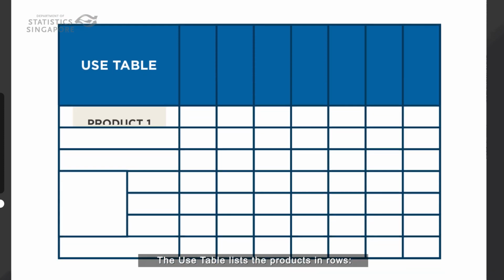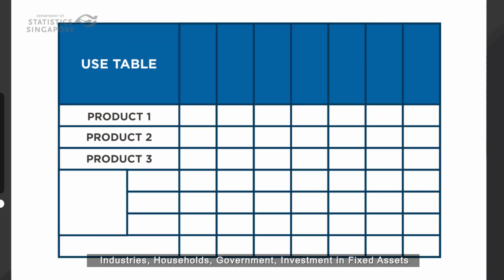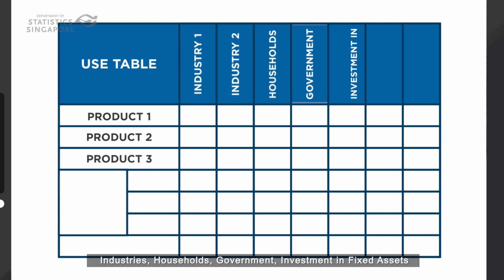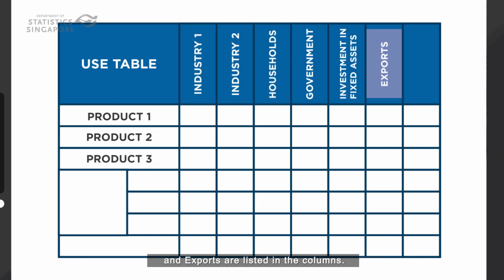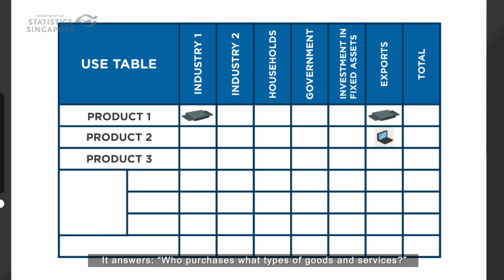The use table lists the products in rows. Industries, households, government, investment in fixed assets, and exports are listed in the columns. It answers, who purchases what types of goods and services?